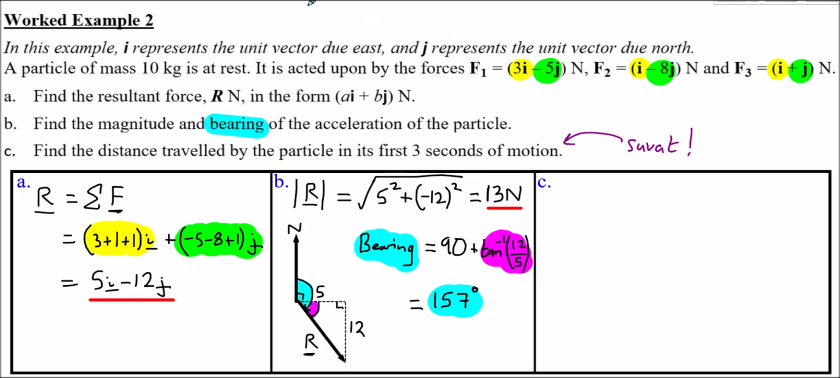It's not obvious because we don't know much initially, but actually what we do know now is the resultant force, and we know the particle's mass. So first of all, we can apply F equals ma. Resultant force is 13. Mass of the particle is 10. And the acceleration we can now work out. So 13 equals 10 times a. Therefore, the acceleration of this particle is going to be 1.3 meters per second squared.